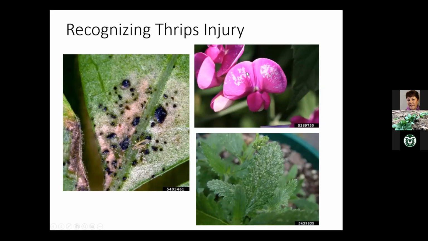Now, they also like to hide inside flowers, and they will feed on flower petals. So you'll see this flower scarring associated with that. And if you look on the upper side of the leaf, again, you see this silvery type pattern to the thrips injury. So it's pretty distinctive. This is the way it looks on almost every plant. So not just tomatoes, but they vector tomato spotted wilt virus to a lot of different host plants. And so you'll see this silvery type feeding damage on a lot of different host plants. So you would be able to recognize that.